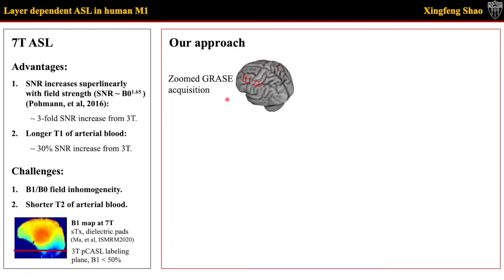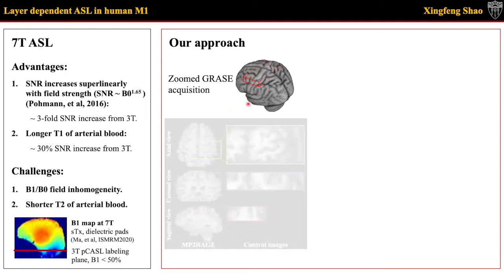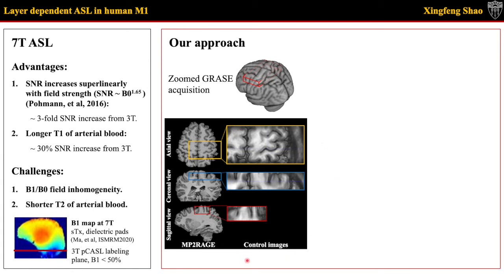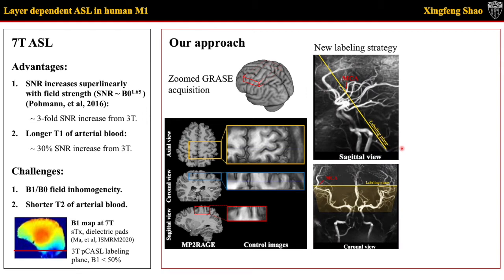First, we utilize a zoomed acquisition covering a smaller volume around the primary motor cortex. So here in the red column, you can see the 3D view of ASL control images and its relative position in the whole brain. Secondly, we utilize a new labeling strategy by moving the labeling plane above the circle of Willis here and perpendicular to the MCA.